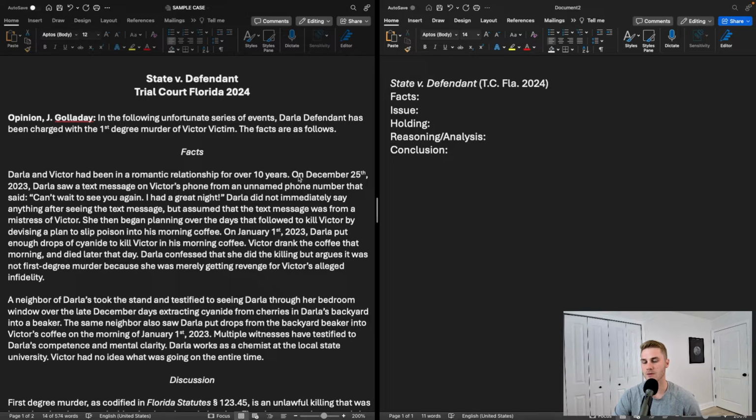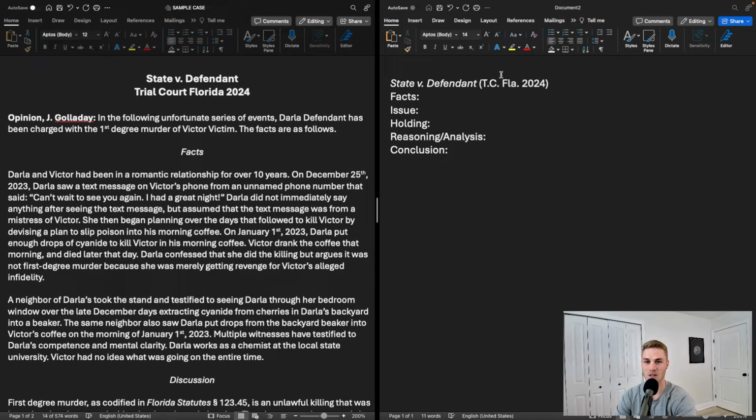As I said before, this is a fake case. I made everything up, so don't worry too much about the definitions. Actually, don't worry about this at all. This does not apply to your actual exams. Don't use this for your actual exams. Just use this to start getting a feel for how to identify the facts, issue, holding, reasoning, and conclusion of a case. This is a law school case brief, which you will be doing for every single one of your cases, at least your first year. So let's go ahead and get right into it.